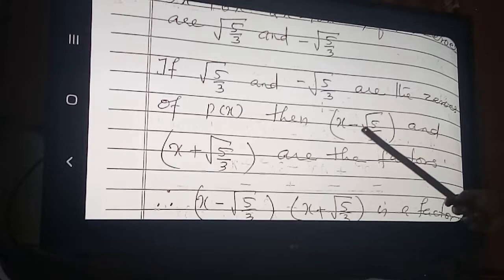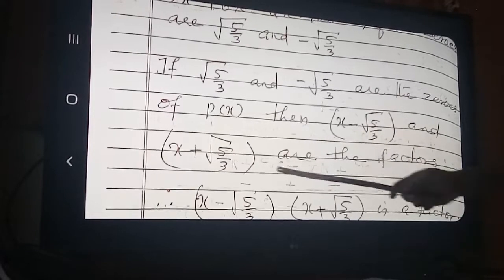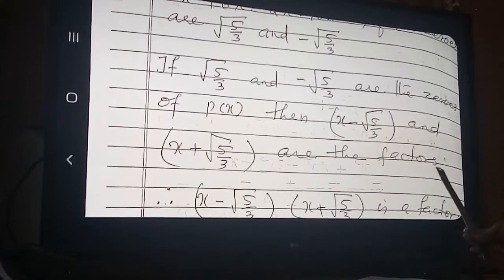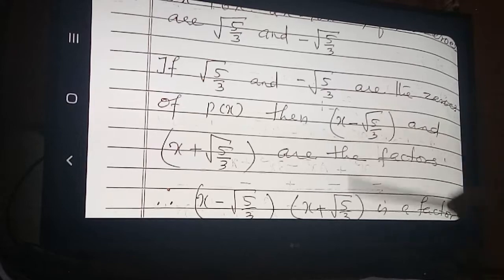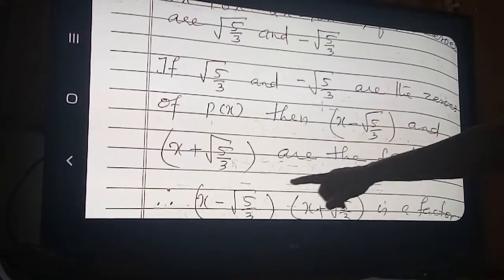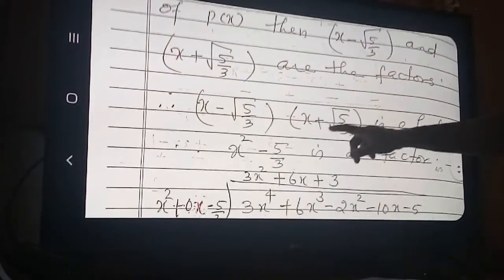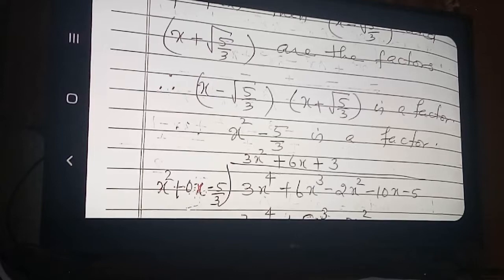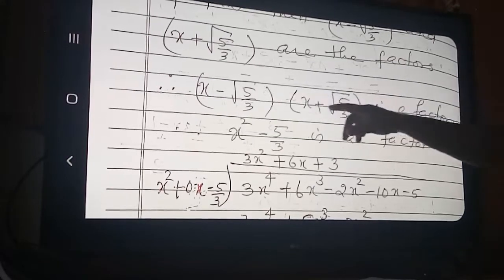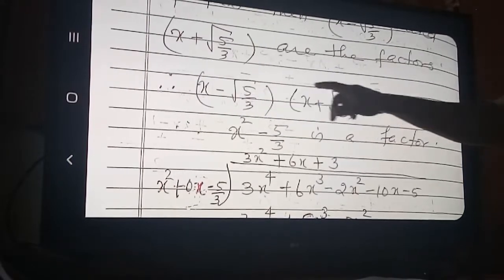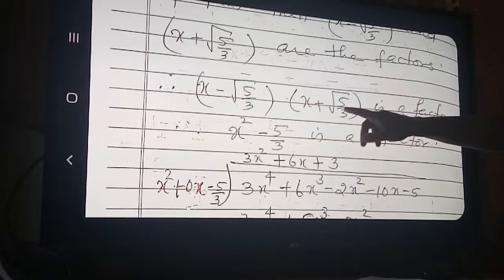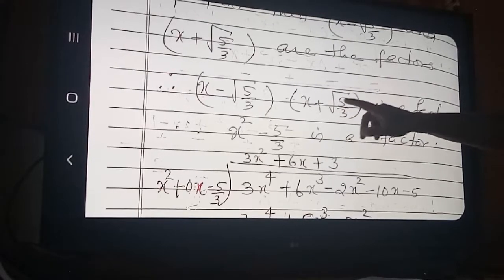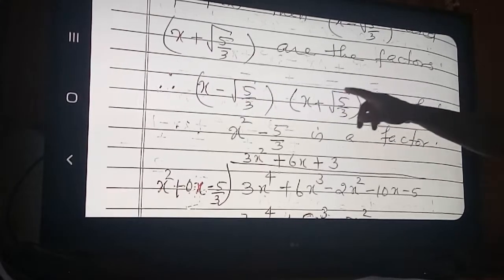In the same way, x minus root 5 by 3 and x plus root 5 by 3 are the factors. Therefore, their product, x minus root 5 by 3 into x plus root 5 by 3, is a factor of the given polynomial. Its product is of the form a minus b into a plus b. A minus b into a plus b, what will come? A square minus b square.